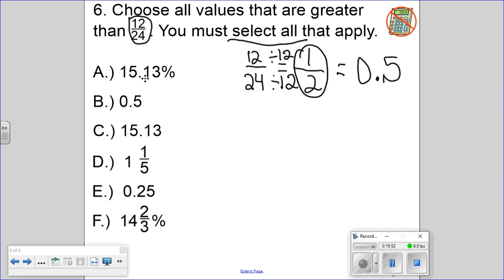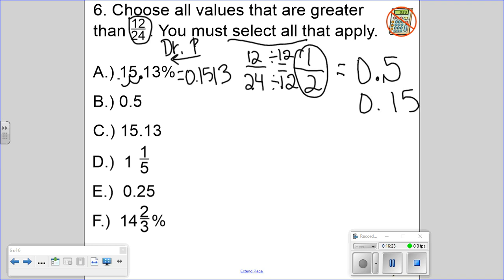So starting with choice A, you'll notice that choice A is a percent. You can tell because it has the percent sign on the left. So remember, when you want to go percent to decimal, think about Dr. Pepper. Percent to decimal means you're going to have to move to the left. So we're going to take this decimal point and move it 2 places to the left. 1, 2. So this as a decimal is going to be 0.1513. I'm going to go ahead and write that here now to help me compare. 0.15, and then I would write my 1 and 3 here, but I ran out of room.